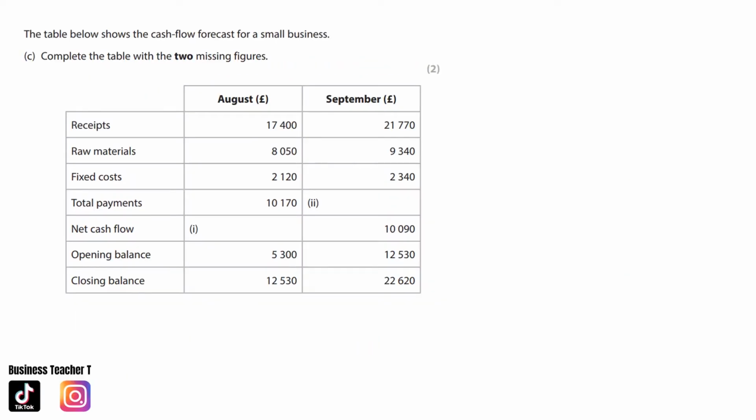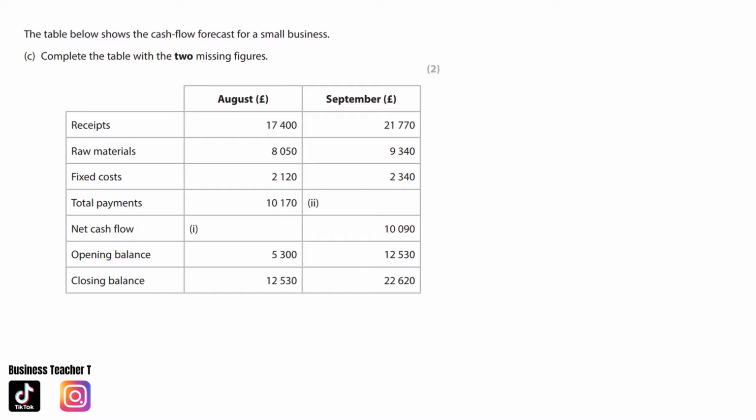On to our next question, and it is another cash flow forecast. Now this one looks slightly different from the previous one that we looked at. So the previous one we had cash inflows, but we don't have cash inflows this time. It says receipts. It's the same thing. And we also had cash outflows, but now that's been replaced with total payments.